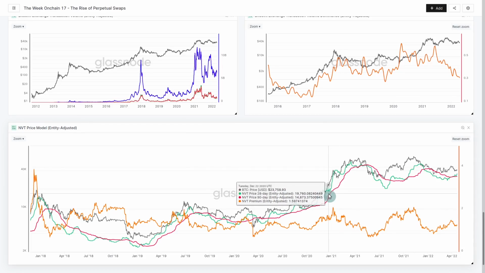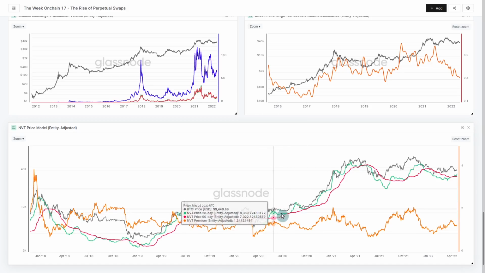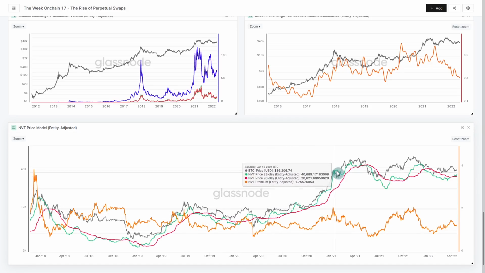Now, we have two different signals here. One is in the green, which is our 28-day. That's a fast signal. And in the purple, we have a slow signal, the 90-day. What you can see is that during bull markets, the green typically trades above the pink. That's showing that on the 28-day basis, on a much faster basis, there's a lot more transaction activity, a lot more utility, more people are using the network, and generally that's a constructive sign.